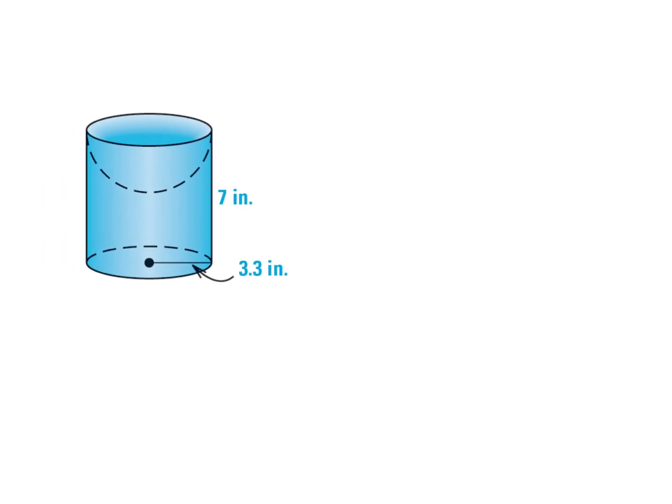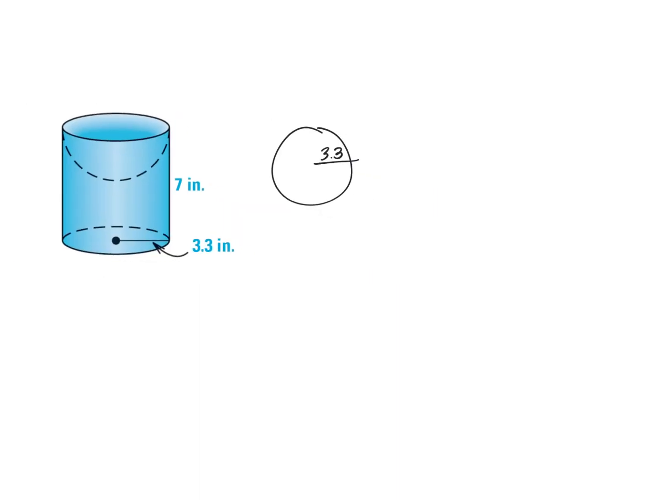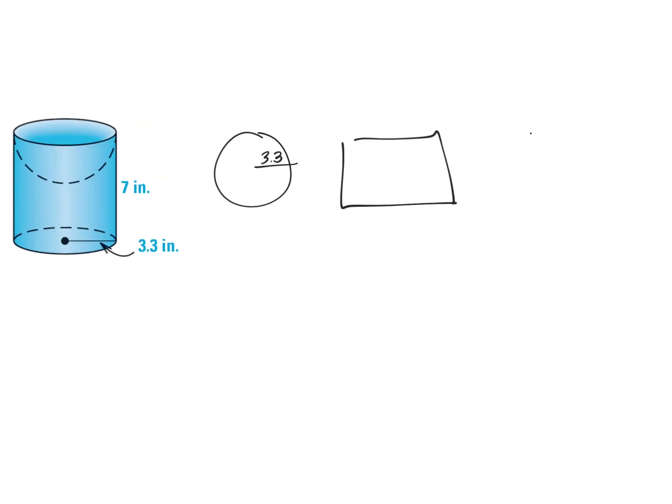So we have one circle, with a radius of 3.3. And then we have a rectangle for this cylinder. And then we have a half a sphere.